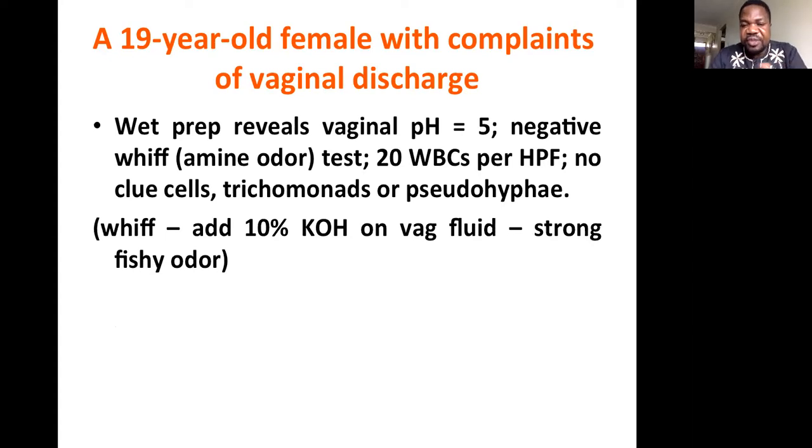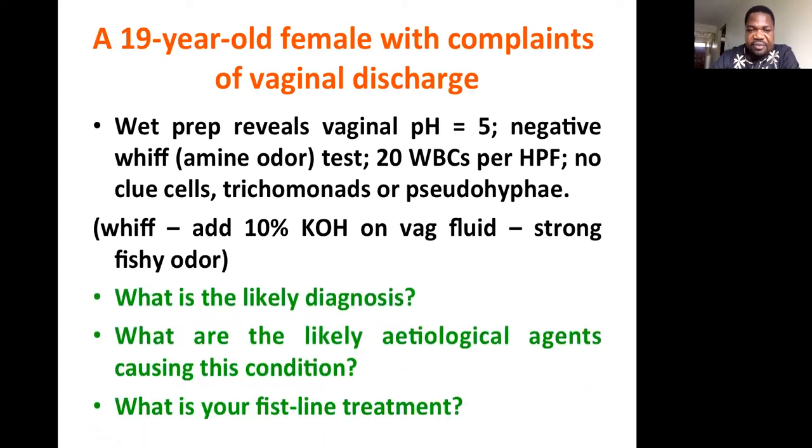So the 10% KOH on vaginal fluid shows a strong fishy odor. Now, this could make you think of infection due to bacterial vaginosis, but mainly Trichomonas vaginalis with the fishy odor. But this sign, if you have it, is really less sensitive. Now, with the presence of other signs that are absent, it does not really support the diagnosis of any vaginitis. So what is the likely diagnosis?